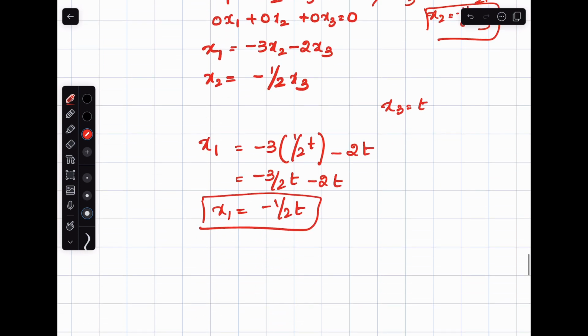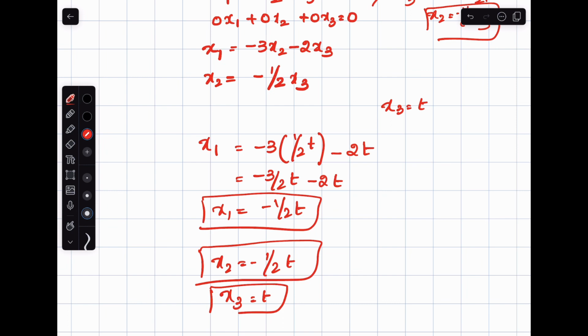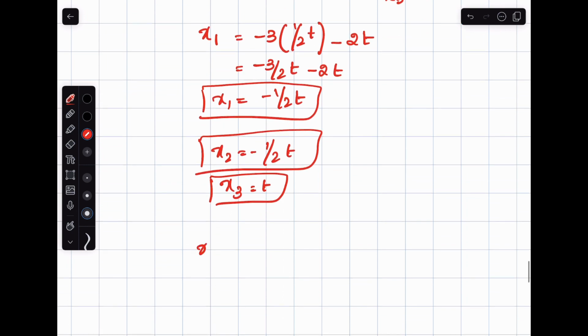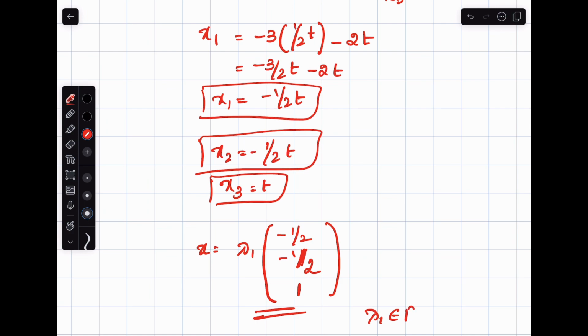Now let us find x2. x2 is equal to minus half t. And x3 is obviously t. Since we have only t, we are writing the equation only for lambda 1 for t, right? So for x1 it is minus half, for x2 it is minus half, for x3 it is 1. Therefore lambda 1 belongs to R. So that is all.